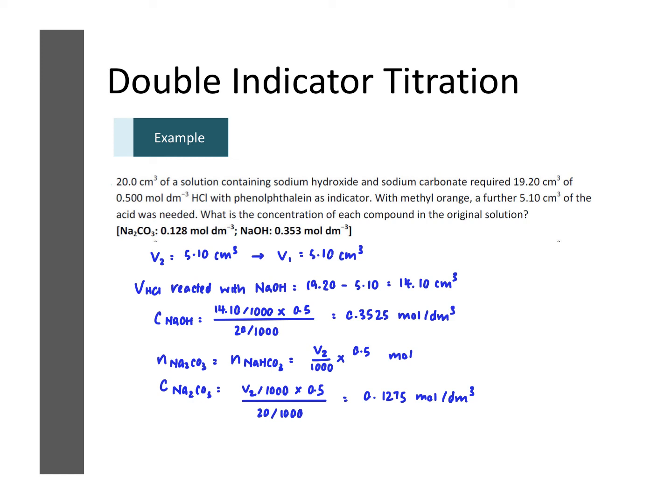In this question, we have a solution containing two alkalis, sodium hydroxide and sodium carbonate. This mixture of alkalis required 19.2 centimeter cube of acid with phenolphthalein as the indicator. Since we are using phenolphthalein, remember sodium hydroxide, it doesn't matter because it's a strong alkali. For sodium carbonate, when you're using phenolphthalein as the indicator, remember it will only detect the first endpoint. That means it will only be reacted to form sodium hydrogen carbonate. Okay, so in the second sentence, we added a second indicator, which is methyl orange, and a further 5.1 centimeter cube of acid was required to reach the endpoint for methyl orange.